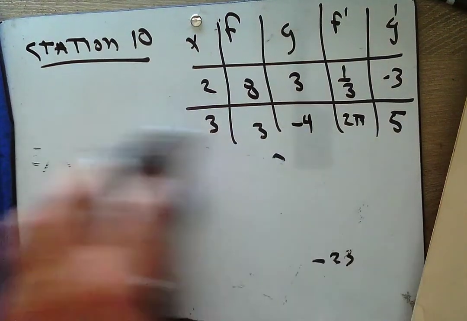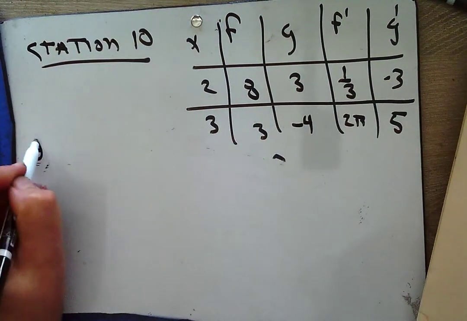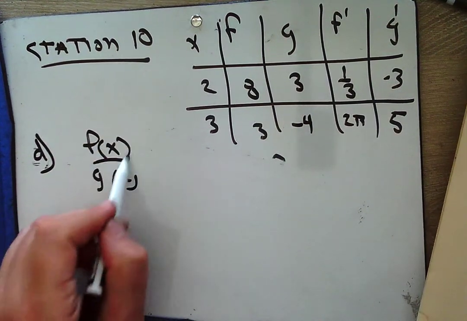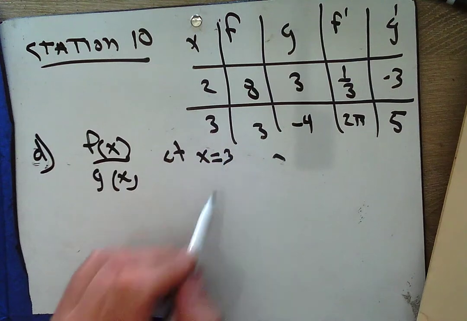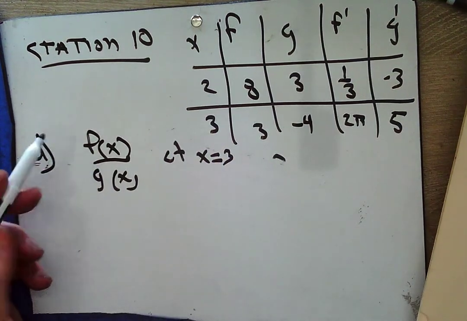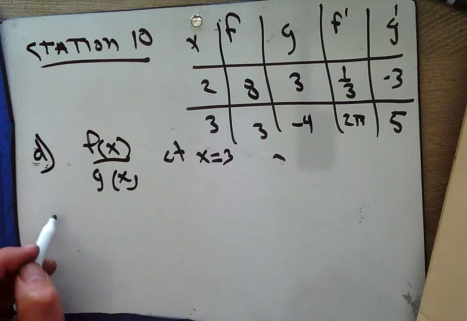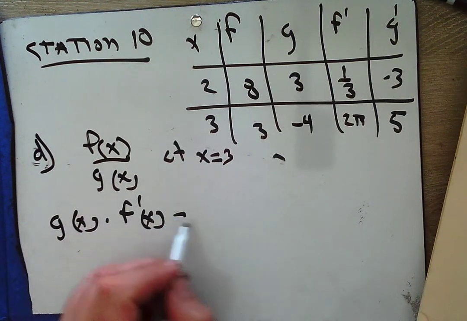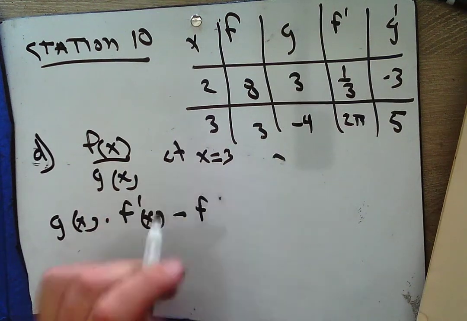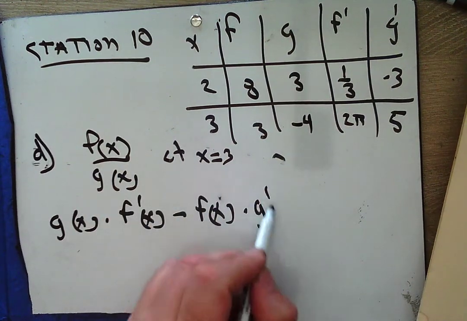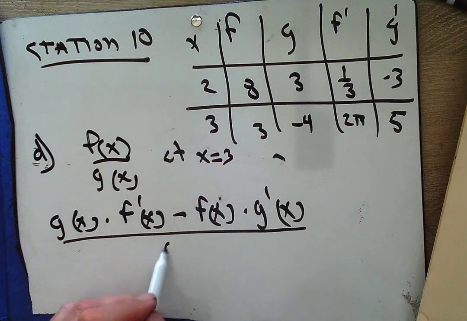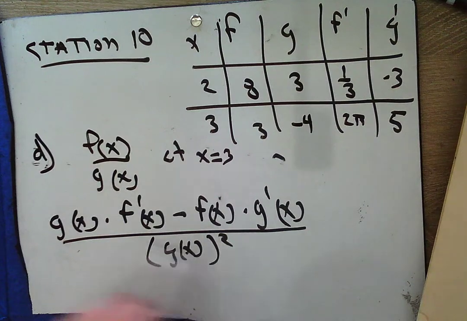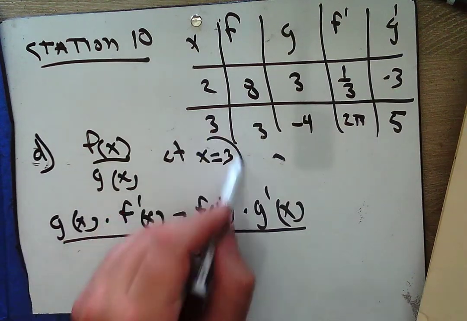Okay, let's move on to d. And d is f of x over g of x at x equals 3. Okay, well, this is pretty clearly quotient rule. So my derivative will be low d high minus high d low all over low squared. A lot of people forget this. Watch out for that.